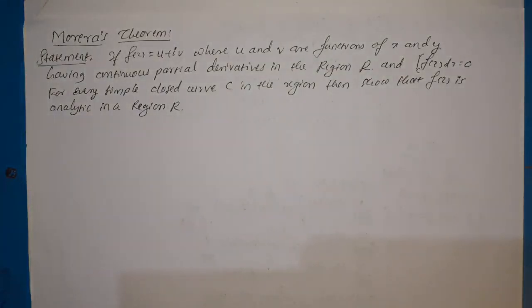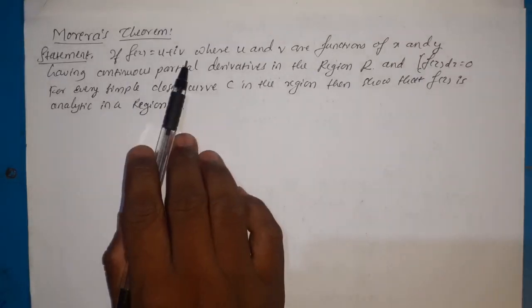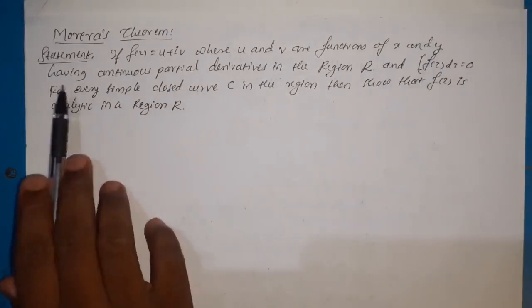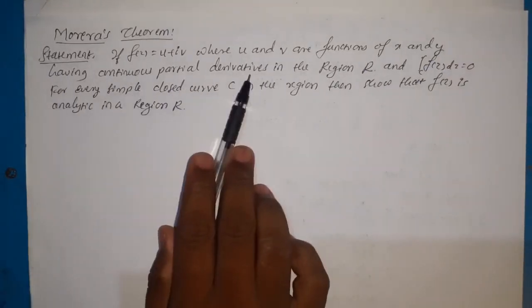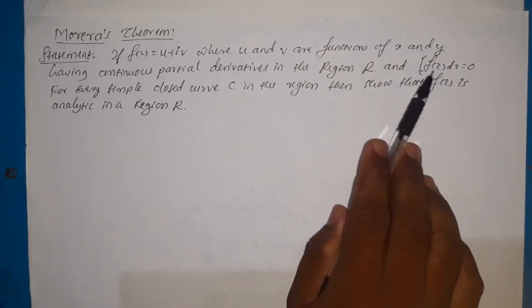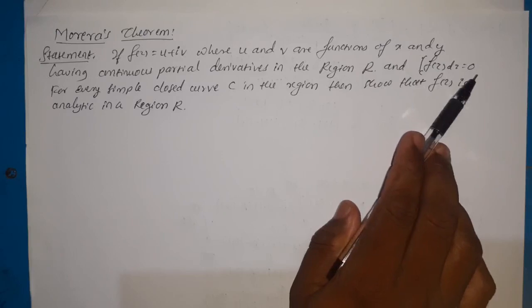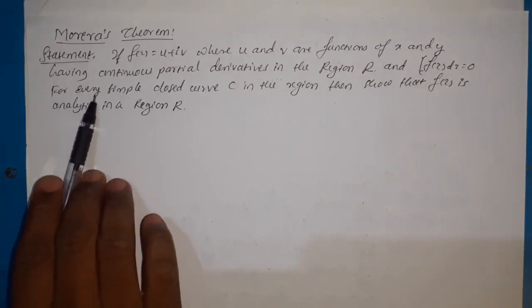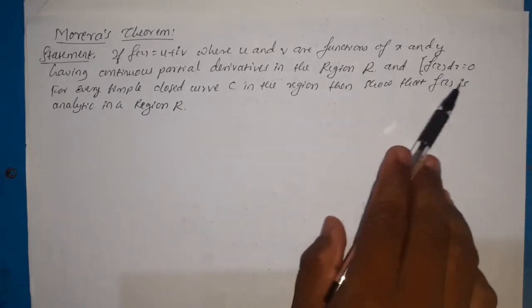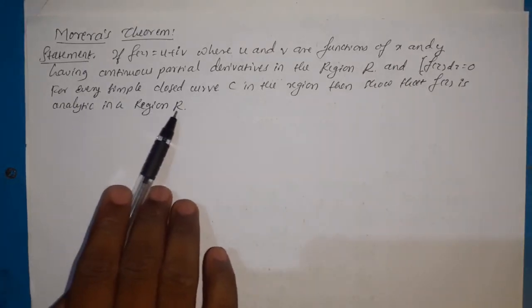The next and last theorem of the second unit is Morera's theorem. Statement: if f of z equal to u plus iv, where u and v are functions of x and y having continuous partial derivatives in the region capital R, and integration over C f of z dz equal to 0 for every simple closed curve C in the region, then show that f of z is analytic in the region R.